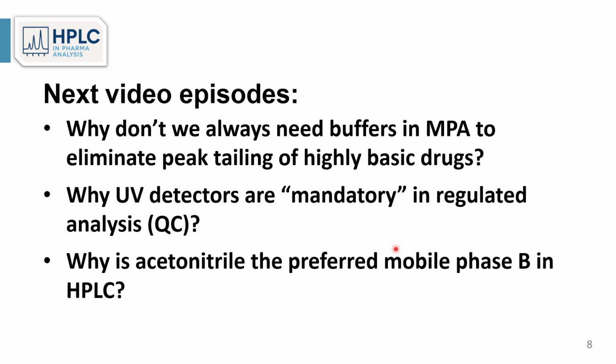I'd like to mention the next video episode contains: why don't we always need buffer in mobile phase A to eliminate peak tailing of highly basic drugs? Why do we use UV detectors, which is almost mandatory for regulated testing in QC? And why is acetonitrile the preferred mobile phase B in HPLC?